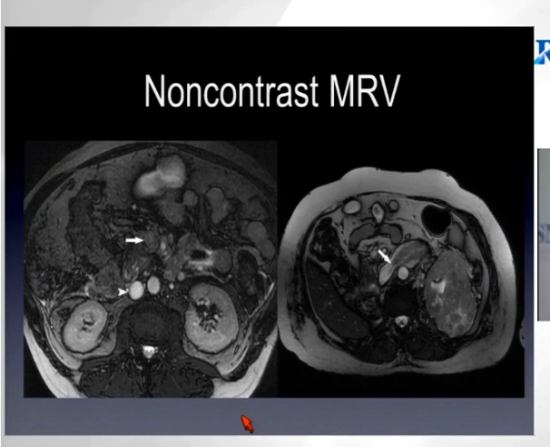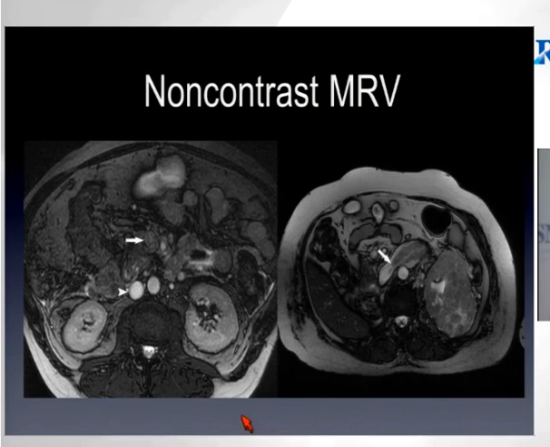I find the BSSFP sequences very robust, good signal, and they're relatively motion resistant in this group. You can use flow-sensitive gradient echo techniques as well. There is a theoretical risk with the BSSFP sequences of having a clot that's iso-intense to the blood in the vein. I've personally never seen it in the abdomen, but certainly in the literature it has been described.